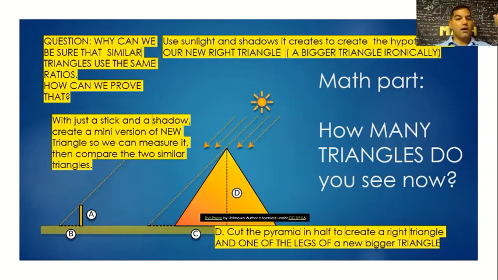Question. Why can we be sure that similar triangles use the same ratios? That is a question for geometry class when we study these triangles. How do we prove that that is so? That if you have similar triangles, they basically follow the same proportions, the same rules, and you can use one to know the size of the other. How do we prove that? That's a theorem. All right, that's what you should be asking yourself.